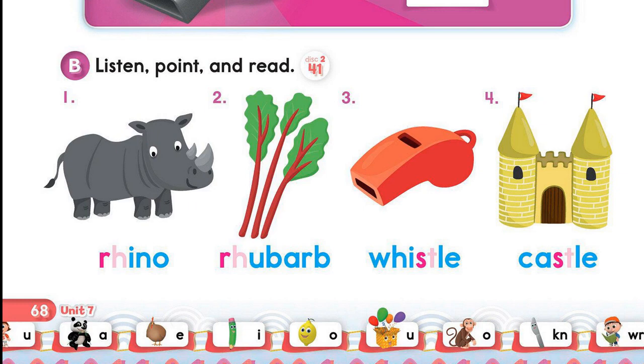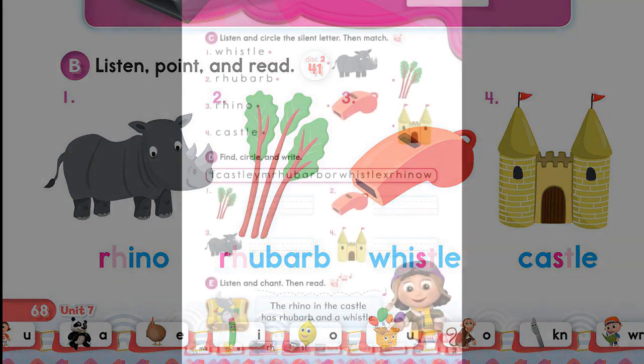1. Rhino. 2. Rhubarb. 3. Whistle. 4. Castle. Page 69. C.